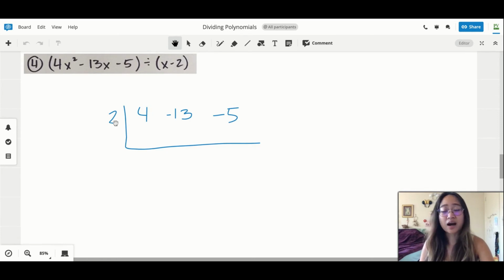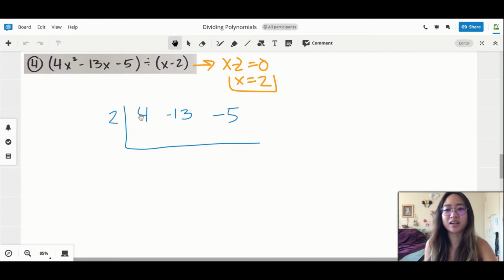So I got our divisor by just taking x minus 2. If I set that equal to 0, then I have x equals 2. So that's just where that comes from. And then the 4, the negative 13, and the negative 5, again, are just the coefficients. So once you have it set up like this with just the numbers and the proper divisor on the outside, the first step for synthetic division is to bring down the leading coefficient. In this case, this is the 4.